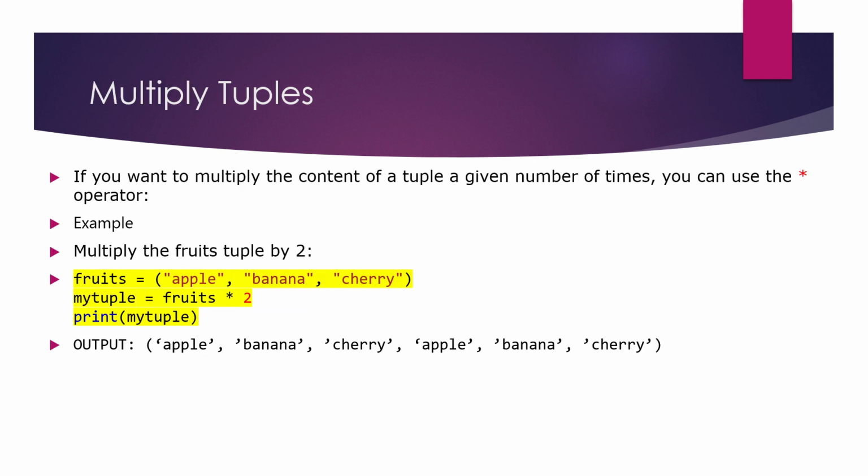Now next is multiply tuples. If you want to multiply the content of a tuple a given number of times, you can use the star operator. So multiply the fruits tuple by 2. In the fruits tuple, we can see apple, banana, cherry. My tuple is equal to fruits star 2. Print my tuple. When we print it, we get apple, banana, cherry, then it goes again apple, banana, cherry, because we are multiplying the content in the fruits tuple by 2.